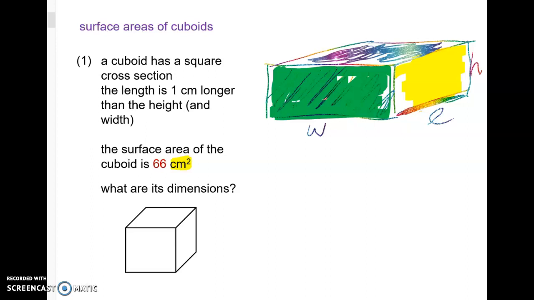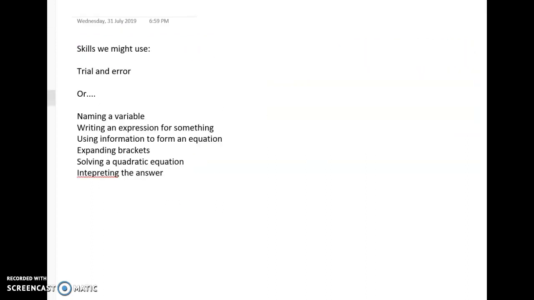But I just want to show you the skills that we're going to use in this video so that you don't freak out when the algebra gets a bit heavier. So we can do trial and error, and that's one way. Or we can do this. We can start by naming a variable and then figuring out an expression for the surface area. We use that information to form an equation, and then we're going to have to do a couple of mechanical algebra things. We're going to need to expand lots of brackets and solve a quadratic equation. So we don't usually teach this in Year 9, but you're welcome to go ahead and learn this if you're ready for it. And some of you already know how to do that. The last thing that we have to do is we have to figure out if our answer makes sense.